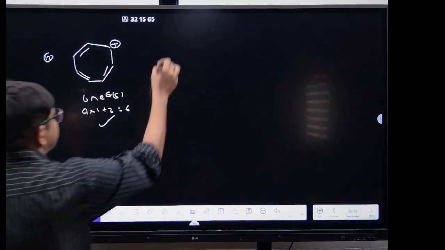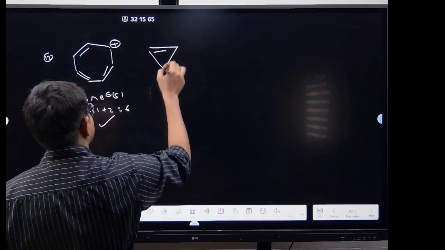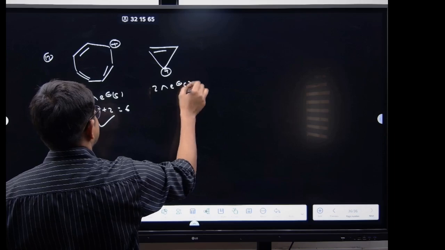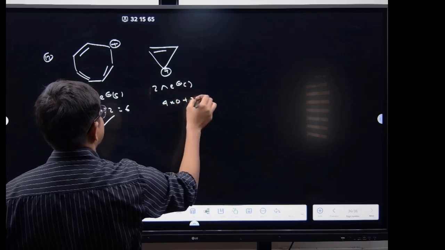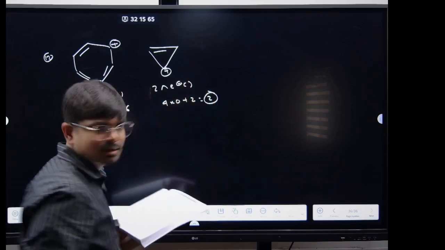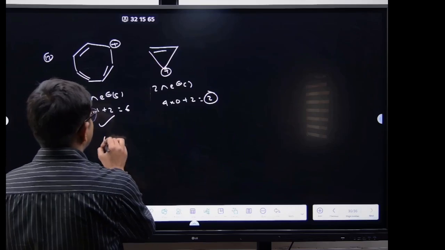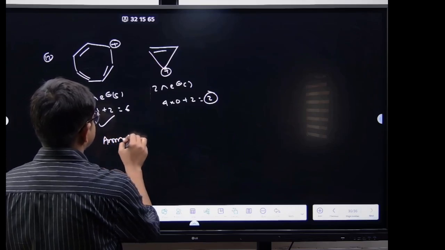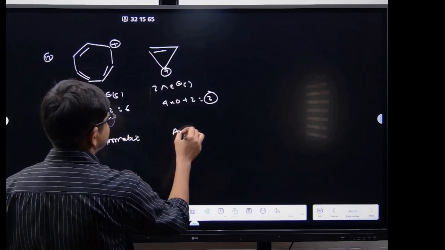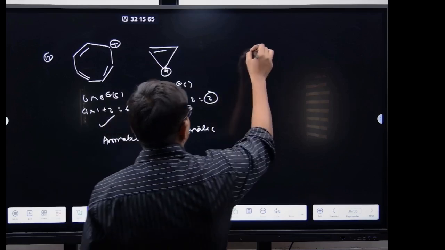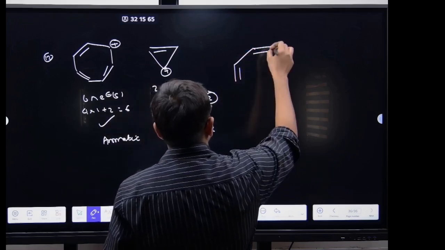Now the second one, you see, the example looks like this one, positive, right? This is 2 pi electrons, that is 4 into 0 plus 2, that is equal to 2. Clear है कि नहीं? This is also aromatic, and this is also aromatic one, isn't it?